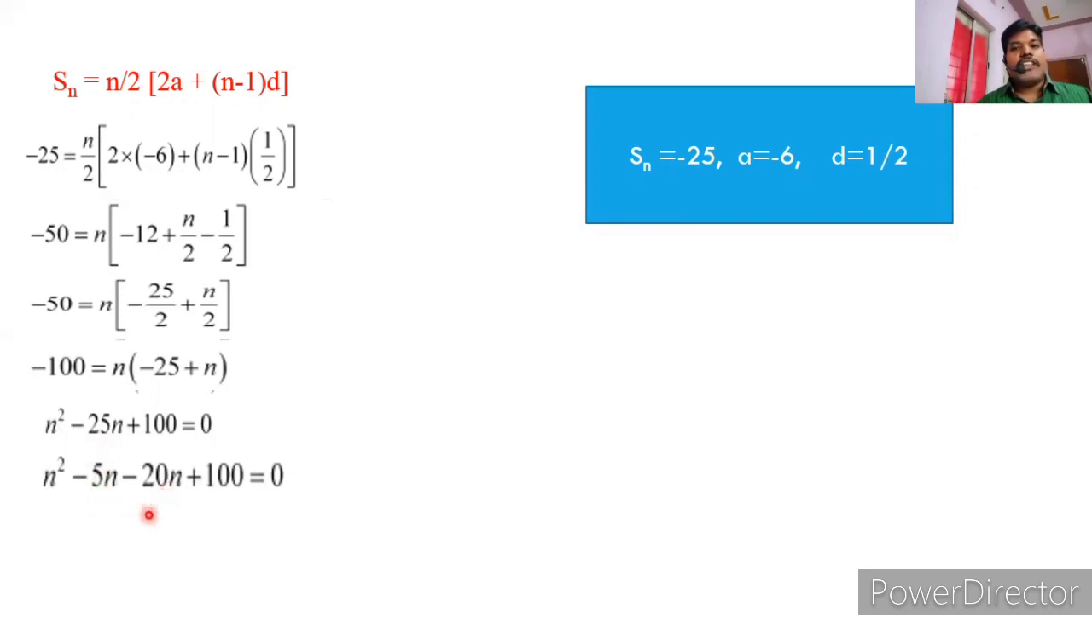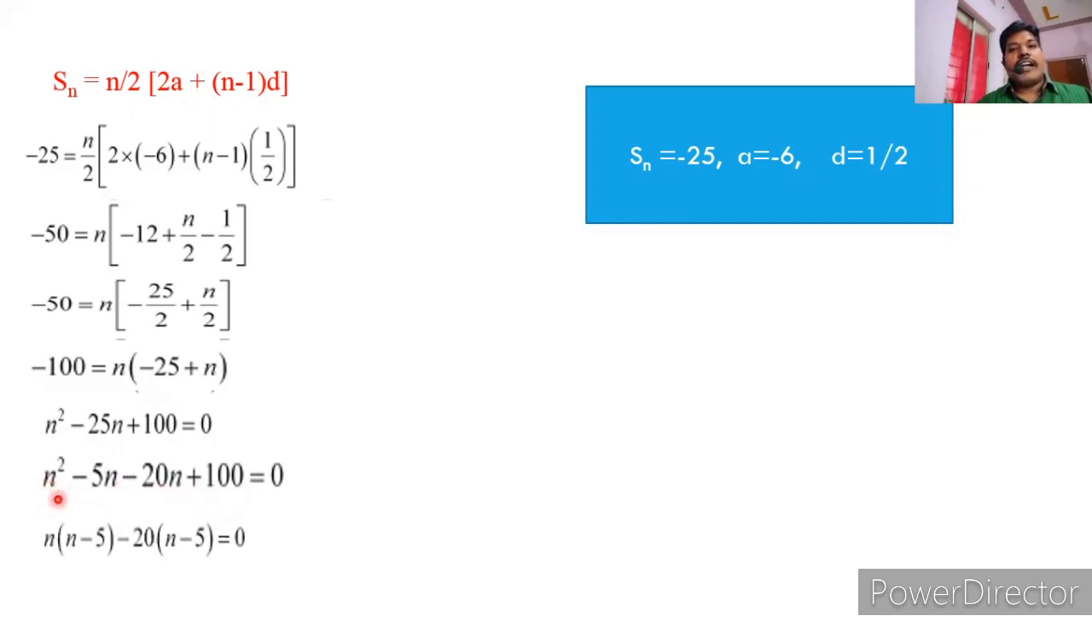If you multiply these two, it will become 100n square. So the product of the first and the last terms is 100n square, and the product of these two terms is also 100n square. After getting this factorization, just take the common n from the first two terms and take the minus 20 common from the next two terms.